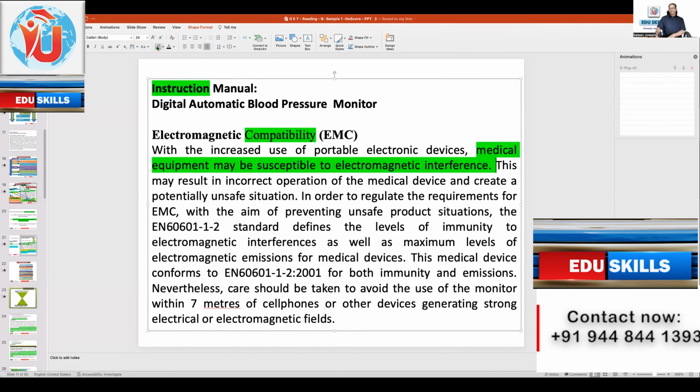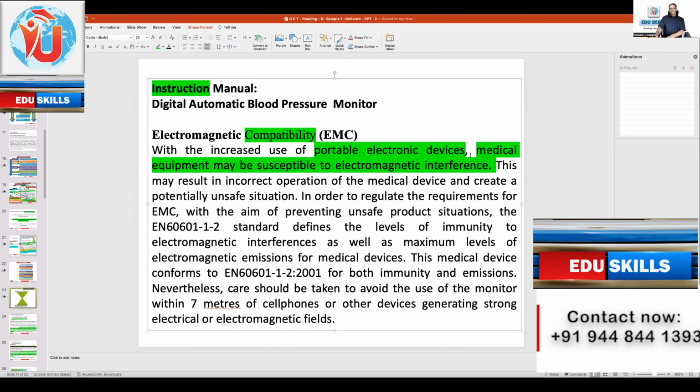Now, with the increased use of portable electronic devices, medical equipment may be susceptible to electromagnetic interference. This is known as the topic sentence. If beginners don't understand, I'll explain to you at the end, okay? This is the topic sentence. Medical equipment may be susceptible to electromagnetic interference, with the increased use of portable electronic devices. So, which is interfering with these medical devices? Other electronic devices.